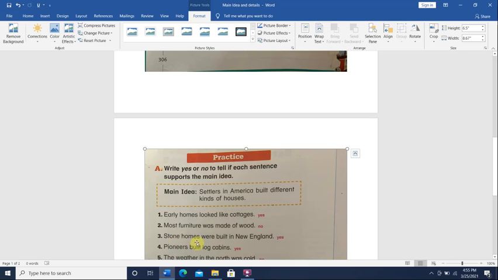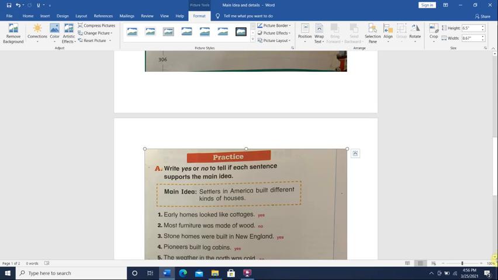Number 3, stone homes were built in New England. Here it talks about another kind of home. Stone homes were built in New England. Yes. Pioneers built log cabins. A cabin is like a small hut or a small house made out of wood. We all know that logs are pieces of wood, and cabins are usually found in forests. So yes, this is another type of house. This detail supports the main idea.